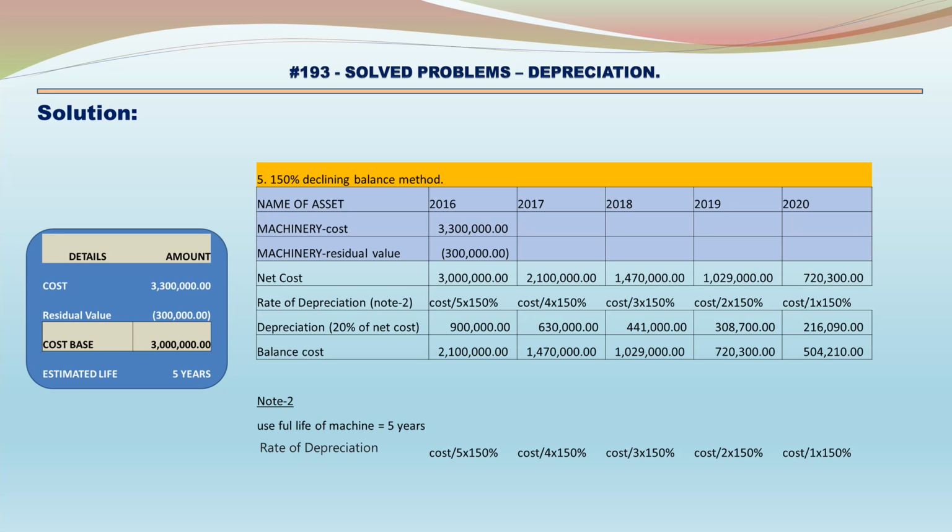So the depreciation comes 2016 900,000. For 2017 630,000. 2018 441,000. 2019 308,700. 2020 216,990. The balance at the end of the year 2016 is 2.1 million. Year 2017 is 1,470,000. Year 2018 is 1,029,000. Year 2019 is 720,300. Year 2020 is equal to 504,210. Recap.